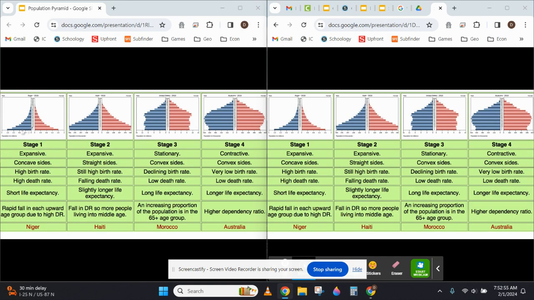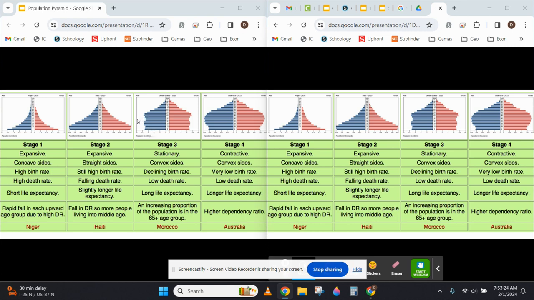Just a reminder that you can see these different development stages in population pyramids. Stage one, lots of kids are being born, but the death rate is really high, so you don't see that big population in older people. Stage two, you can see those children being born are surviving. It's not just the 0 to 4-year-olds, it's 5 to 10 to 15-year-olds are all surviving.